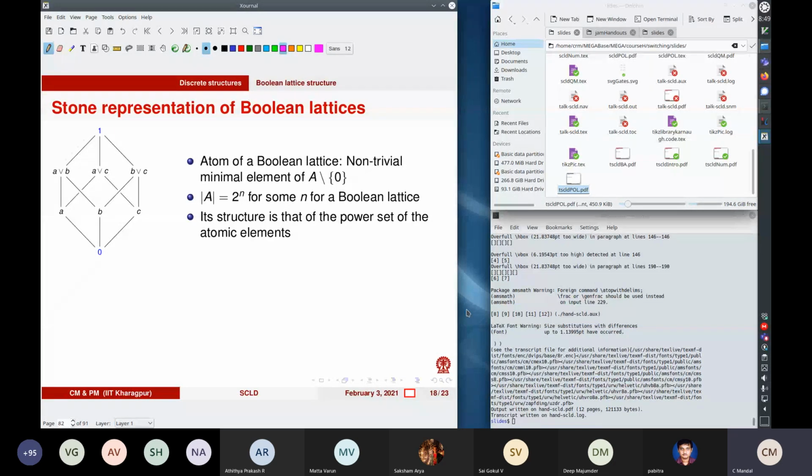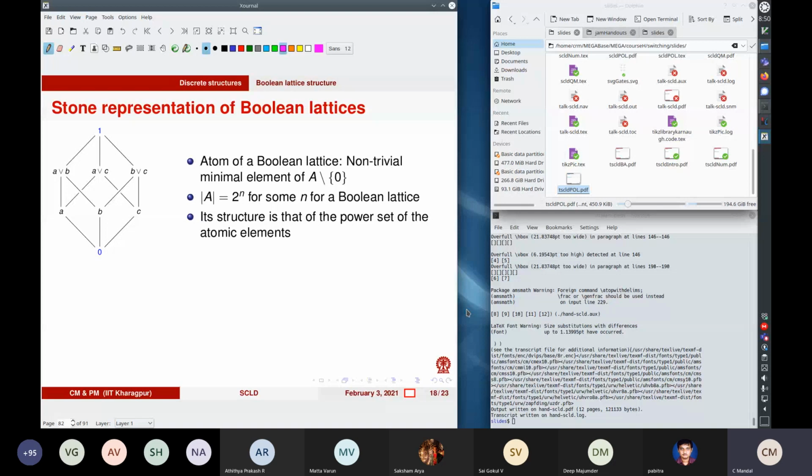As you have seen, because of the property that we saw some time back, any element can be expressed as an irreducible sum of the atoms, in case of a Boolean lattice. That also suggests that there is an isomorphism between Boolean lattices and power sets, because after all, what are the possible irredundant sums of the atoms? Those are the various subsets of the atoms, because it's unique only up to permutation.